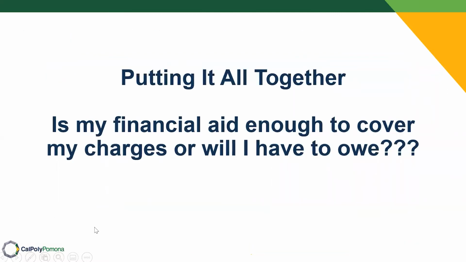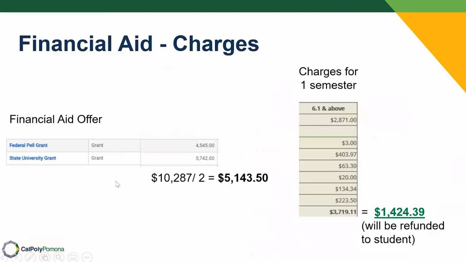So, is your financial aid enough to cover your charges, or will you have to owe? We're going to go ahead and look at some simulations. If you want to take pictures of these screens to get a sense of how you can do that math, please feel free. We're going to start with an offer here. This student was offered Pell Grant and State University Grant. So when they're looking at their financial aid offer, they add up those two amounts and divide them by 2. This tells them how much our office is going to release towards their balance for 1 semester.